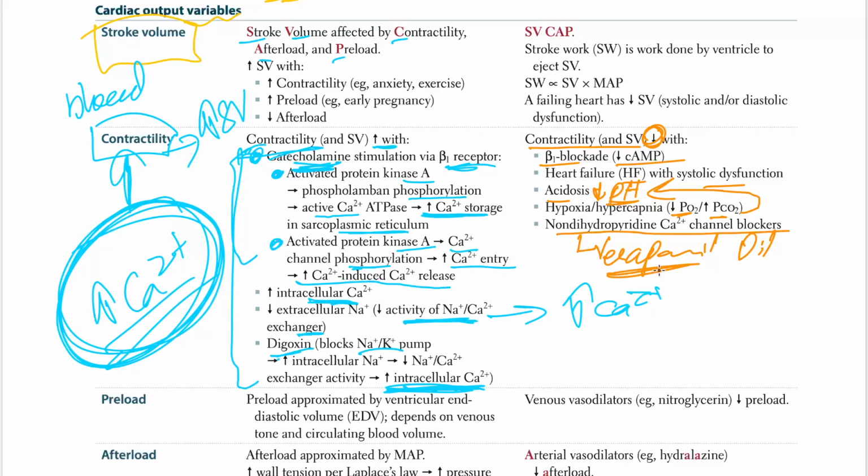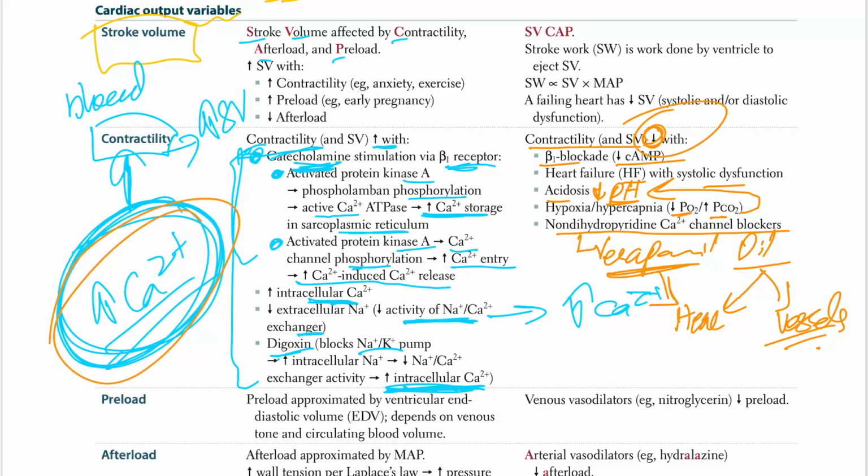Verapamil specifically works just on the heart, while diltiazem works on the heart as well as on the vessels. Okay, so this is all about your contractility. In a nutshell, calcium increase and calcium decrease.